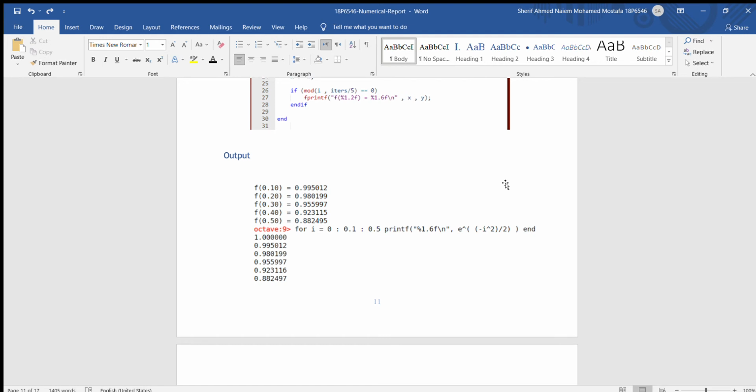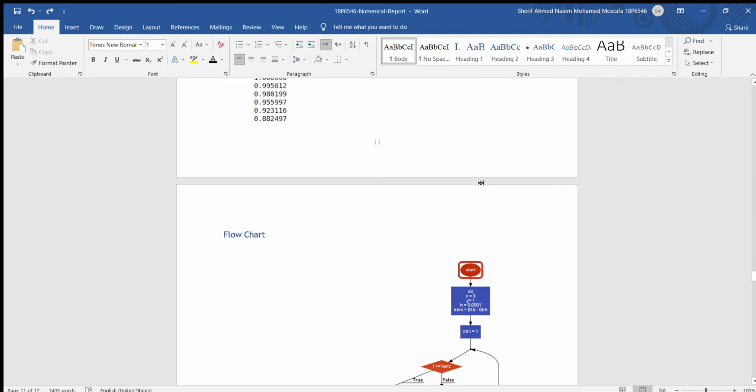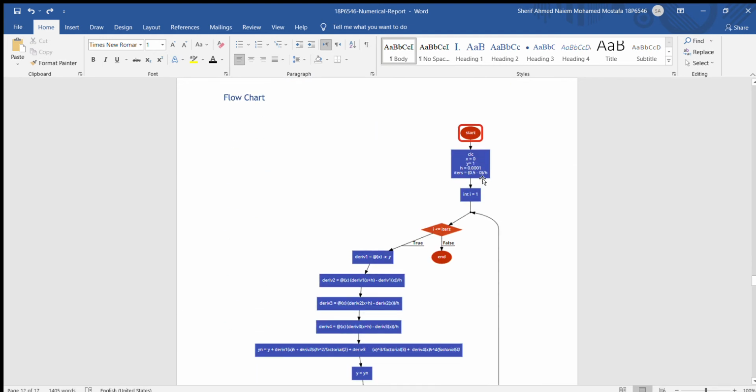We notice that as x increases, the value of the function decreases till it reaches 0 at infinity. And this is the flowchart representation of the MATLAB code for the Taylor series.